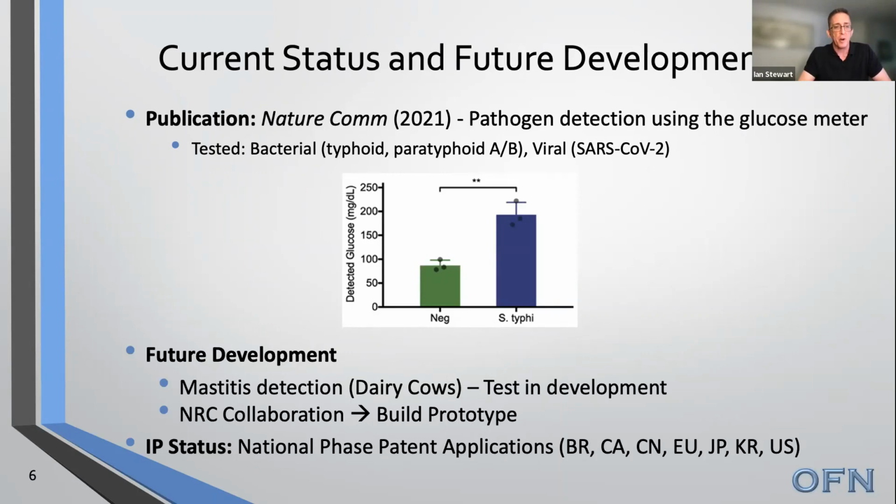We've got marketing reports from NSERC, which have allowed us to position our technology. What we're looking at really is mastitis detection in dairy cows. That's a big problem there, and so we're developing the test. We're optimizing the gene circuit elements for that, as well as the sample prep steps. And in collaboration with the NRC, we're now getting funding to build a prototype. The prototype would house a lot of the sample steps.